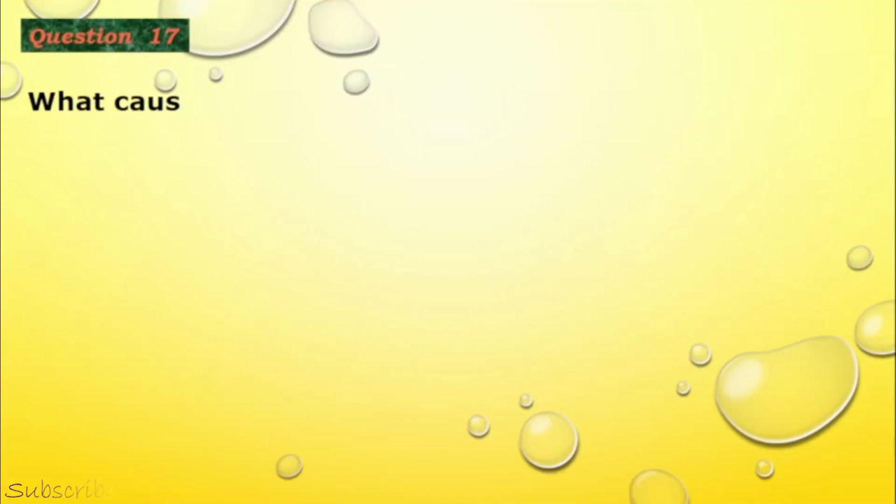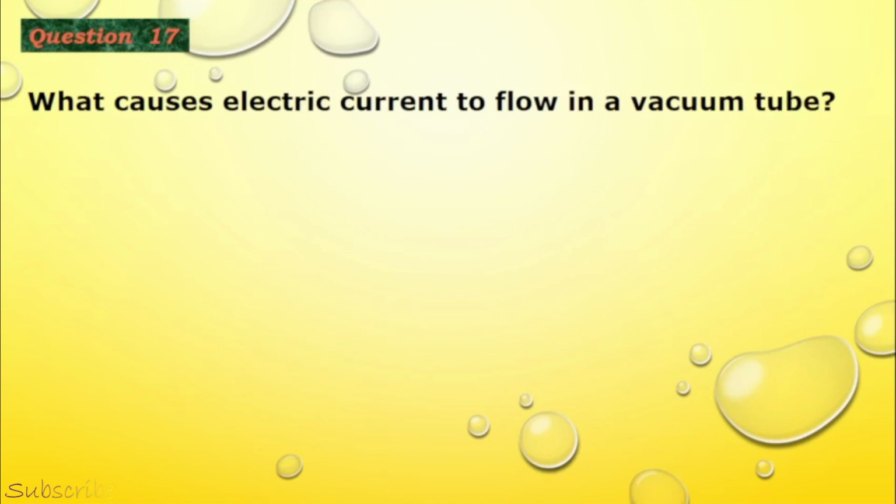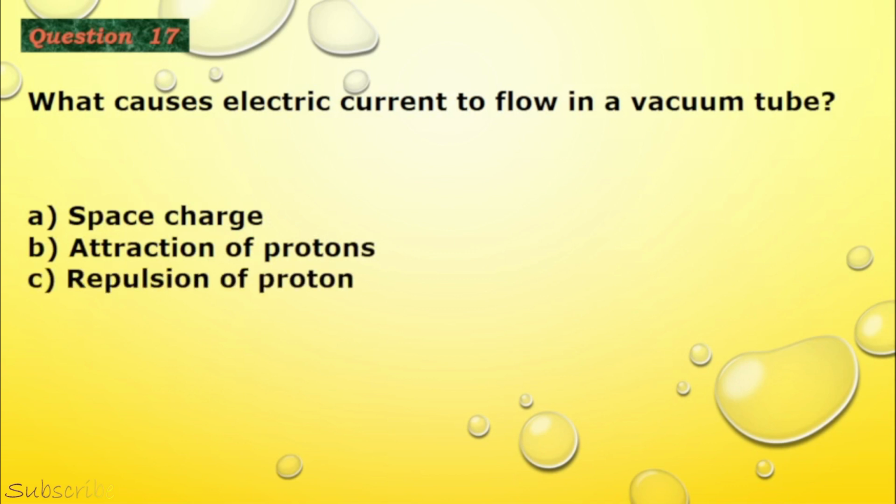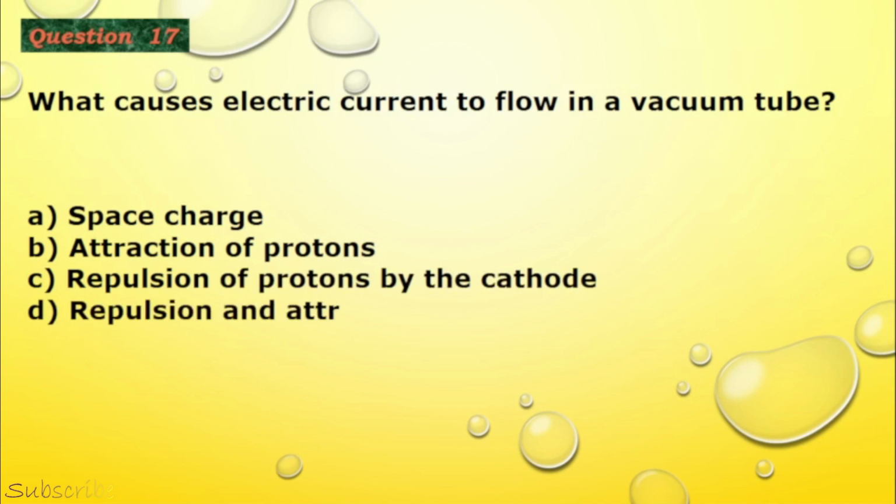Question number 17. What causes electric current to flow in a vacuum tube? A. Space charge. B. Attraction of protons. C. Repulsion of protons by the cathode. D. Repulsion and attraction of electron by the charged object.